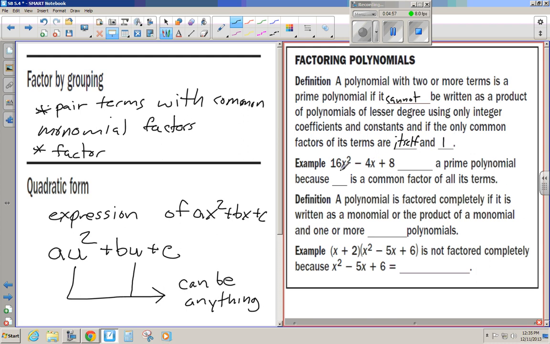So 16x squared minus 4x plus 8 is not a prime polynomial simply because 4 is a common factor of all of its terms.